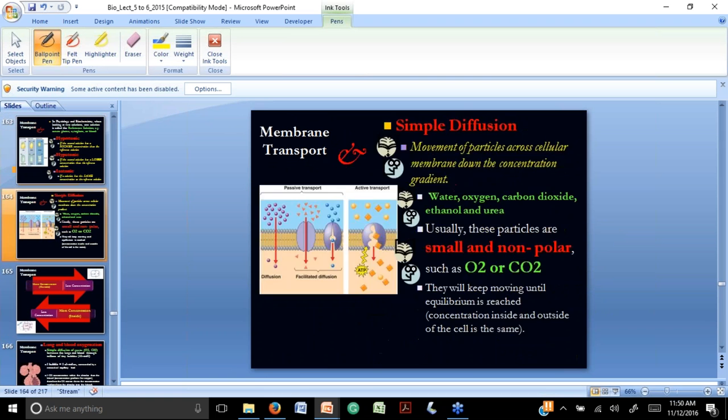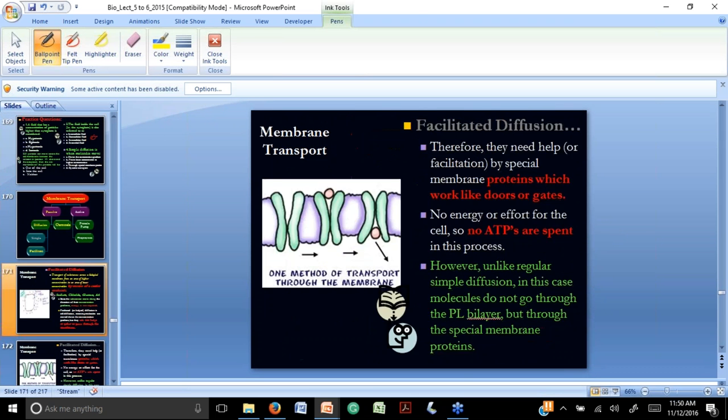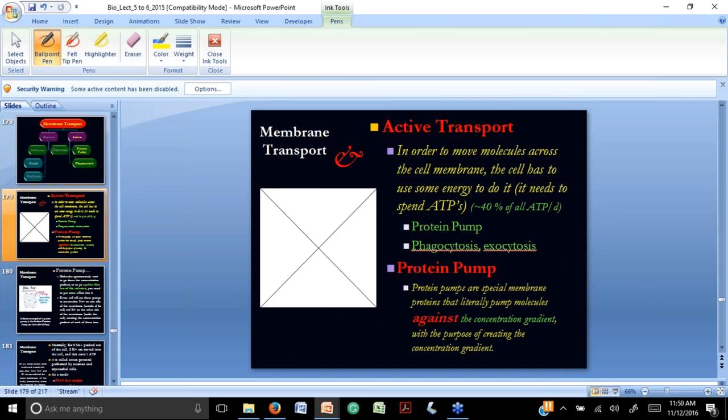If there are questions again, please, I'm ready to answer anytime. So we have the gas exchange, we talked about that, facilitated diffusion, osmosis, active transportation, protein pump. I'm talking about the sodium-potassium pump. So what does it mean? This is a protein that is going to take the sodium, and the protein is going to take the potassium. The sodium is going in and the potassium is going out, for example.